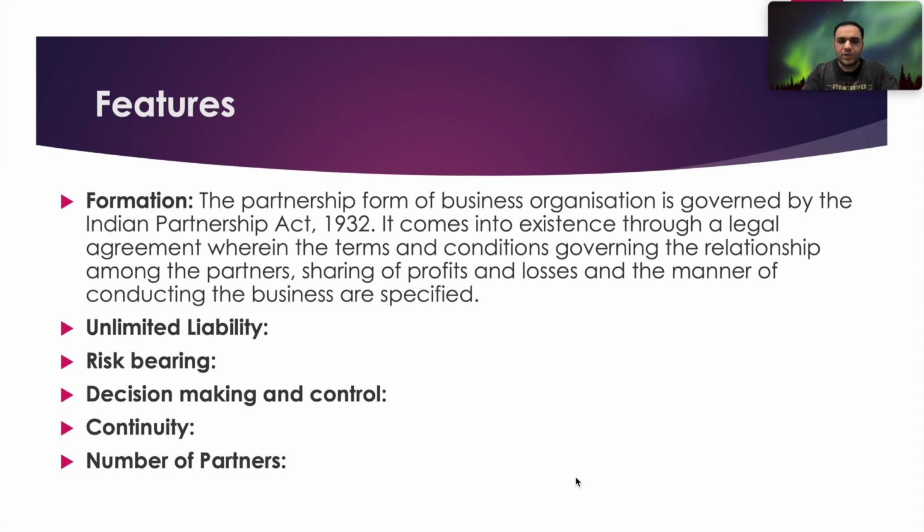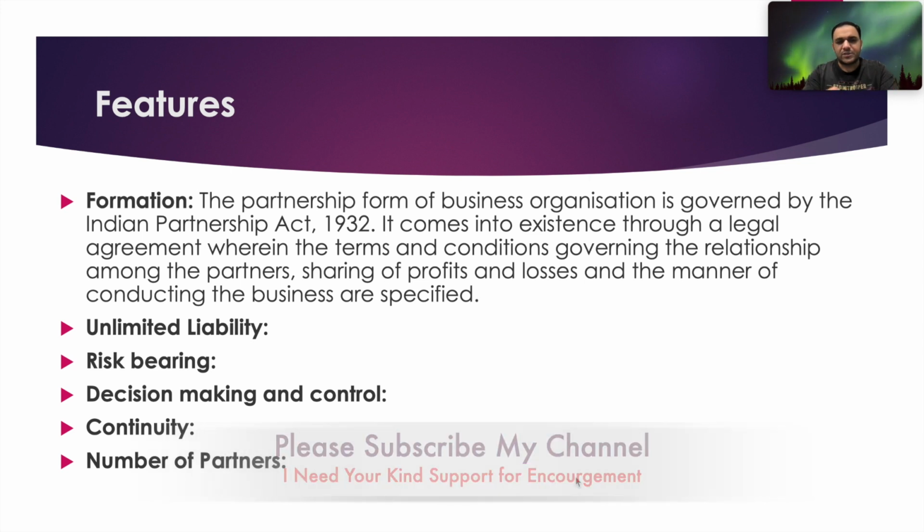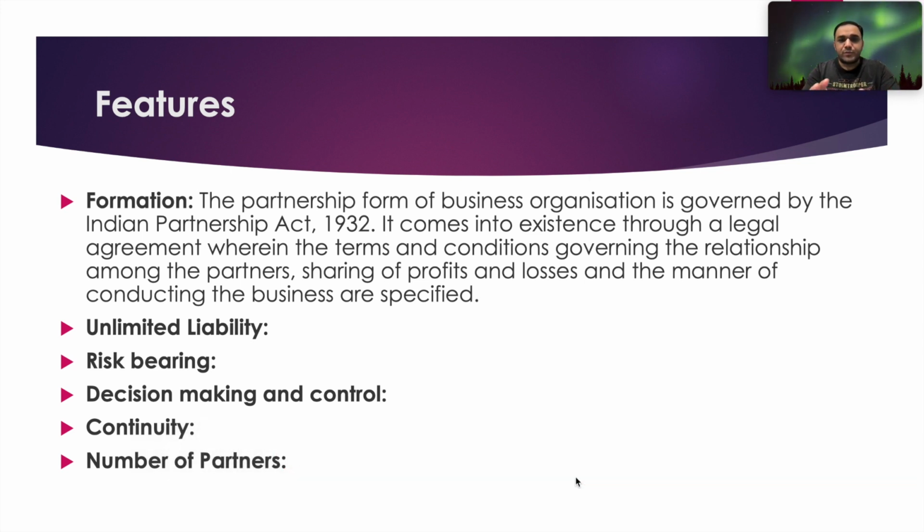Decision making and control is a little bit difficult, because you have to go according to the partners. If one partner does not agree with any decision, you cannot take that decision. So it is important that all of the partners should agree on the particular decision. Control doesn't belong to one person; control is with all the partners. Continuity of this business: whenever any partner dies or retires, it can come to an end. Number of partners: there is a limit on the number of partners in a partnership.